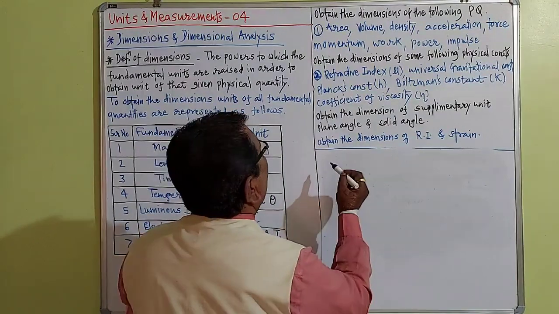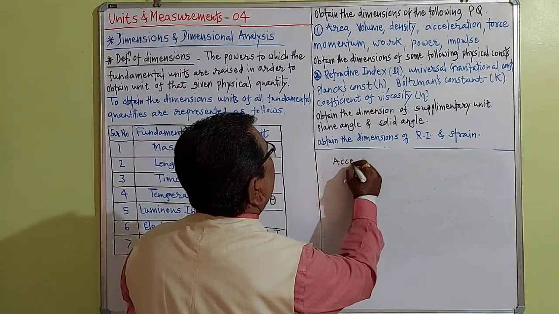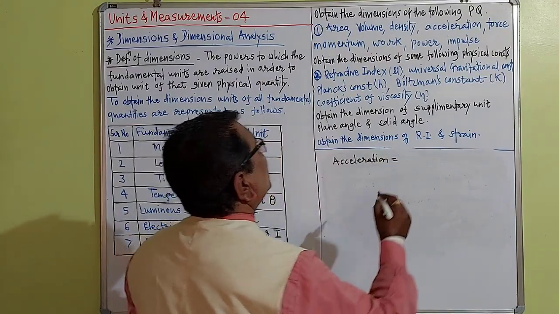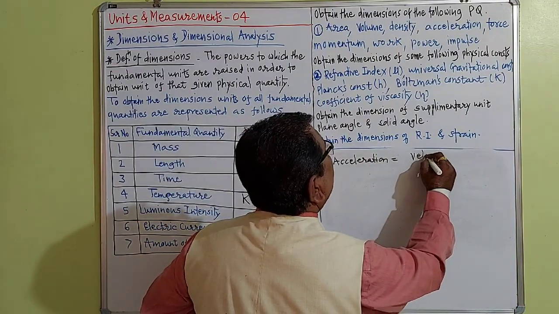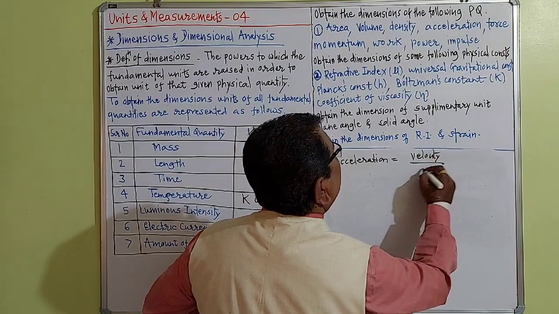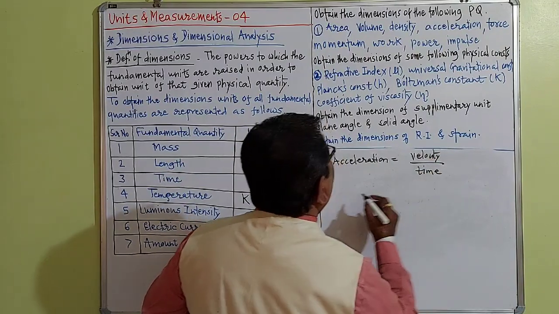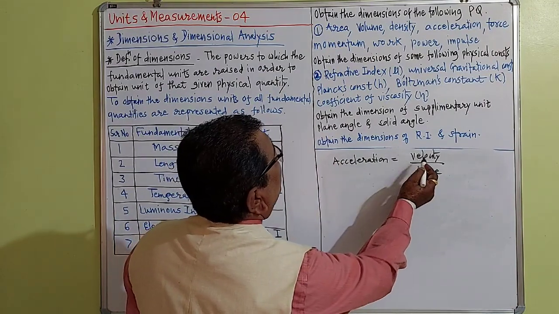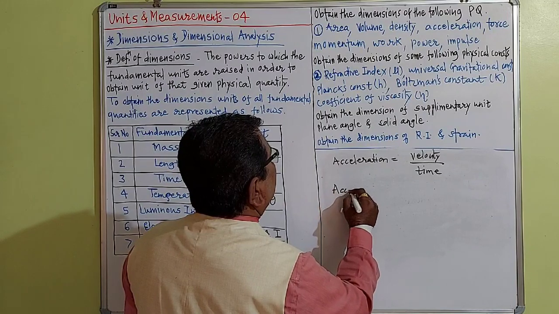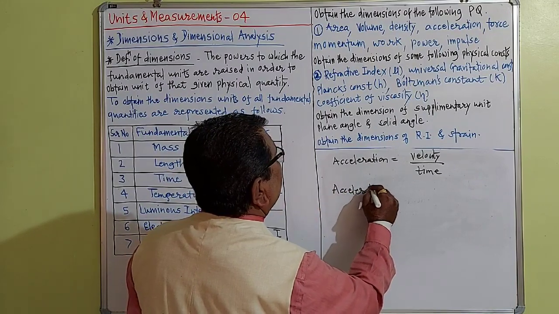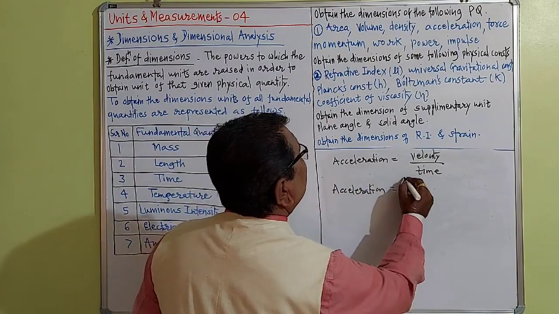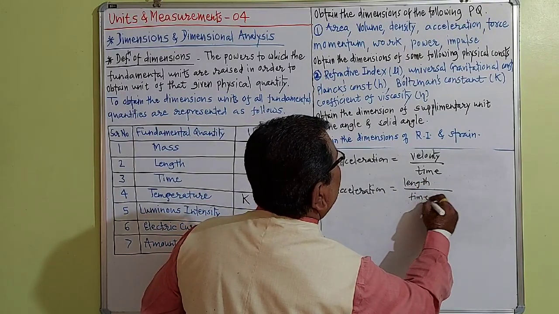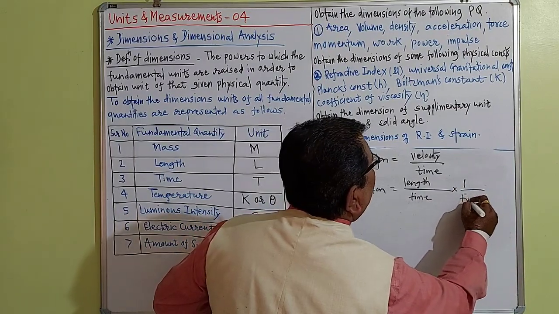Acceleration, see here, acceleration. What is the formula of acceleration? Velocity upon time. Take a dimension on both the sides. Put the formula of velocity. We will write like this. Acceleration is equal to, what is the formula of velocity? Length upon time, into time.